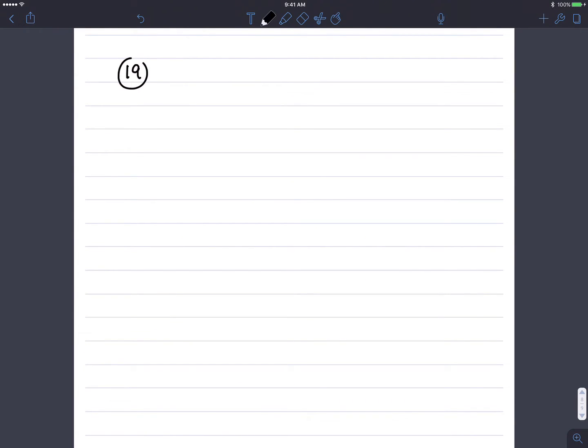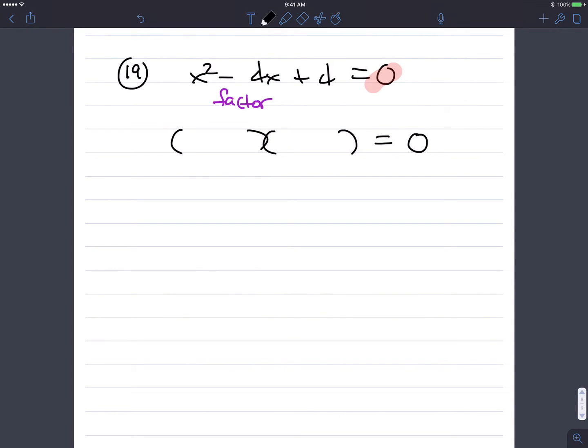Number 19. X squared minus 4x plus 4 is 0. You got 0 here, right? But it's not a product, so we're going to have to factor. And when I factor, again, chicken soup. What are the numbers? Negative 2 and negative 2. Good.